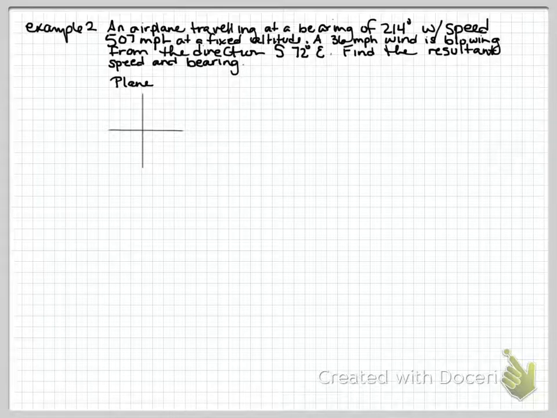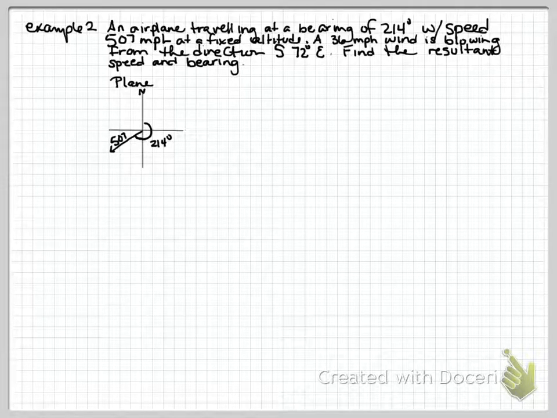And the plane is going at 214 degrees. So starting at due north, here's 180. 214 is not quite all the way to the next, so it's about right there. So that's 214 degrees. And our speed is 507. So I'm going to put 507 here.